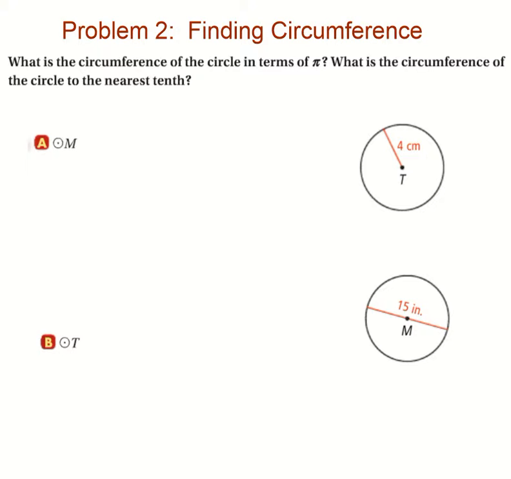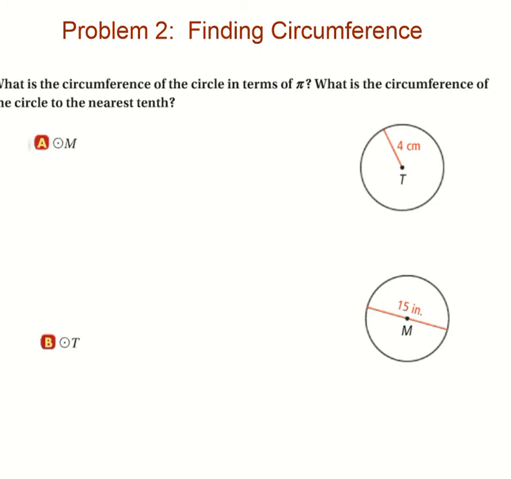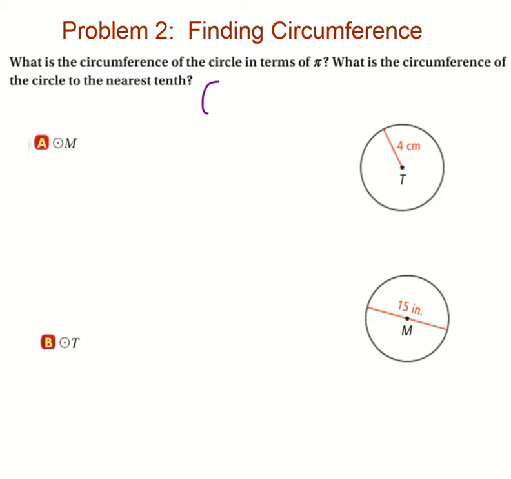And so here we have some circle problems. What is the circumference of the circle in terms of pi? What is the circumference of the circle to the nearest tenth? Our two formulas, if you remember, are C equals pi d and C equals 2 pi r. If you look at this first circle, it just goes from the center to the side, so that would be our radius, which equals 4 centimeters.